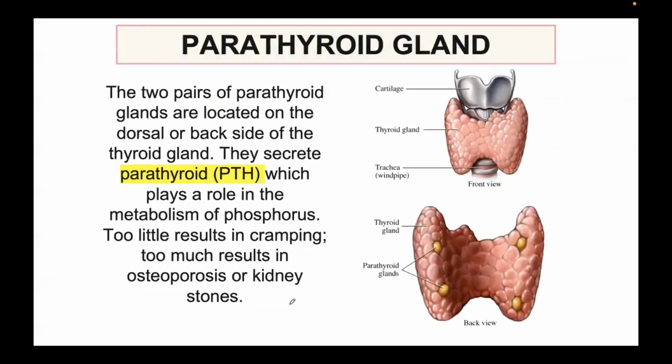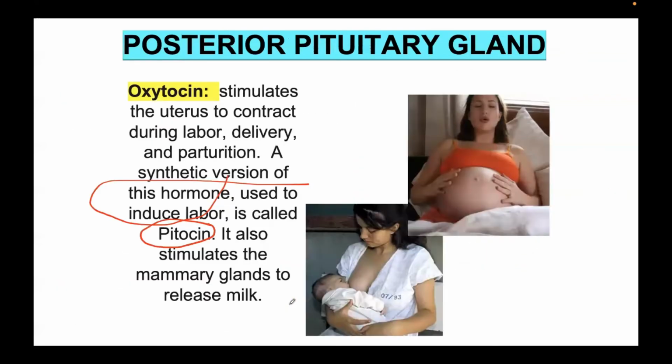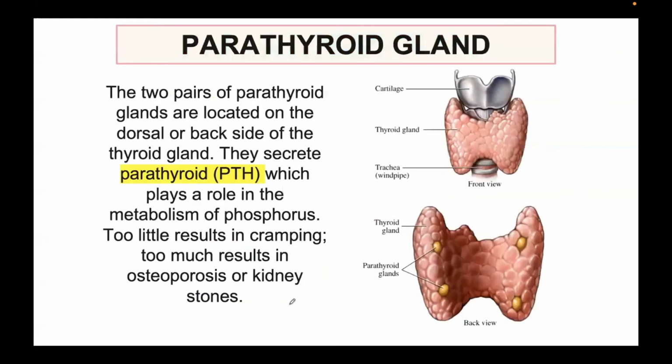So, mapunta naman na po tayo ngayon kay ating parathyroid gland. So, we're done with your thyroid gland, anterior pituitary and posterior pituitary. Let us proceed to your parathyroid gland. These are the two pairs of parathyroid glands located on the dorsal. Pag dorsal, nasa backside yan ng thyroid gland. They secrete yung PTH. PTH is the parathyroid hormone, which plays a role in the metabolism of your phosphorus. Too little results in cramping and too much results in your osteoporosis or kidney stones.